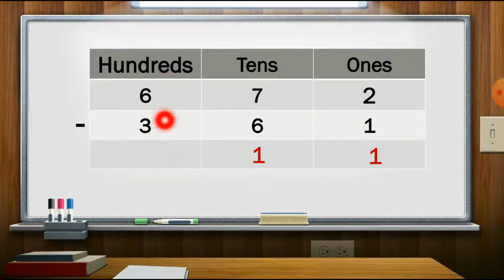So let's move to the hundreds column. Here is 6 minus 3. So if we cut 3 from the 6, we get the answer 3 only. Now this sum is complete. So we have to speak this answer, 311. You have to repeat after me. 311.